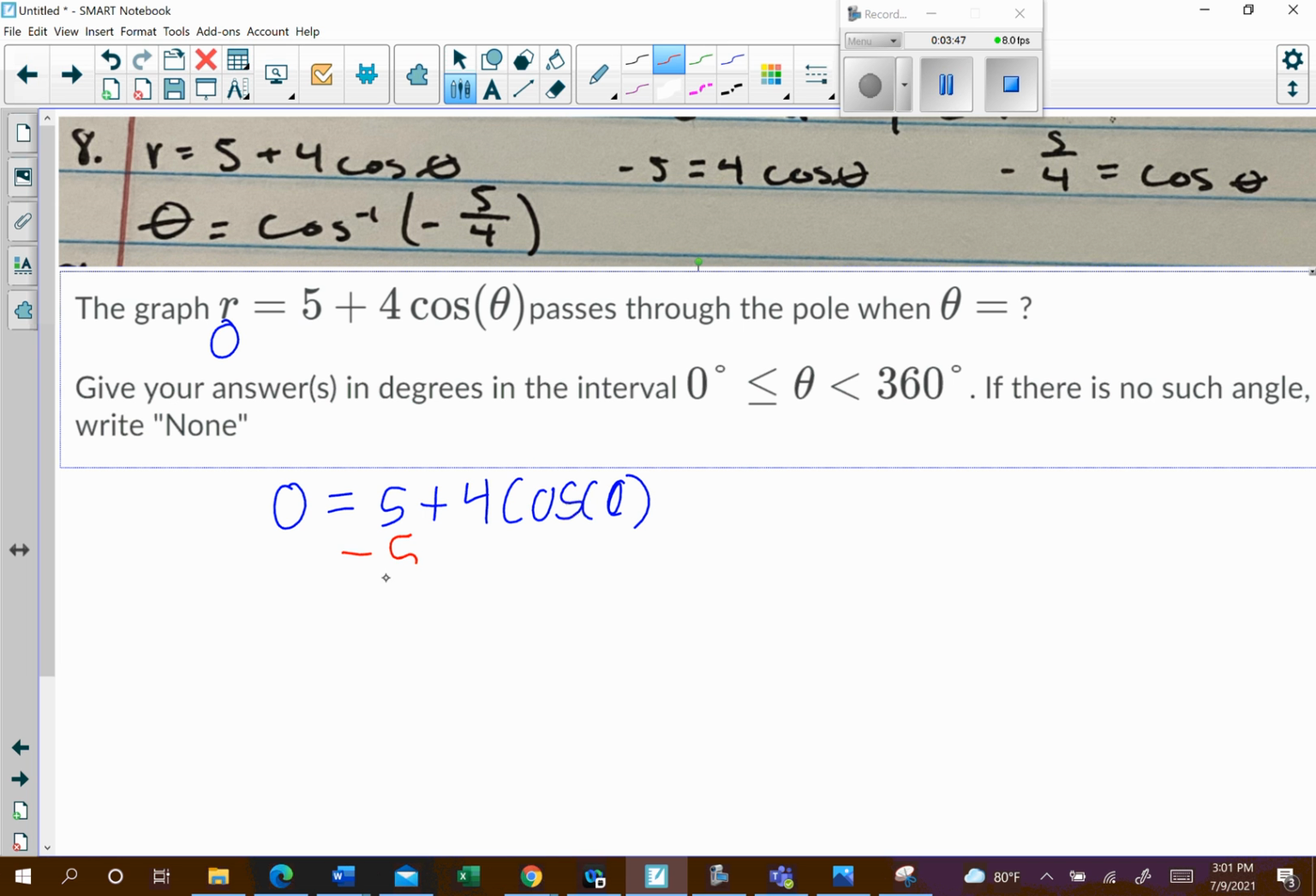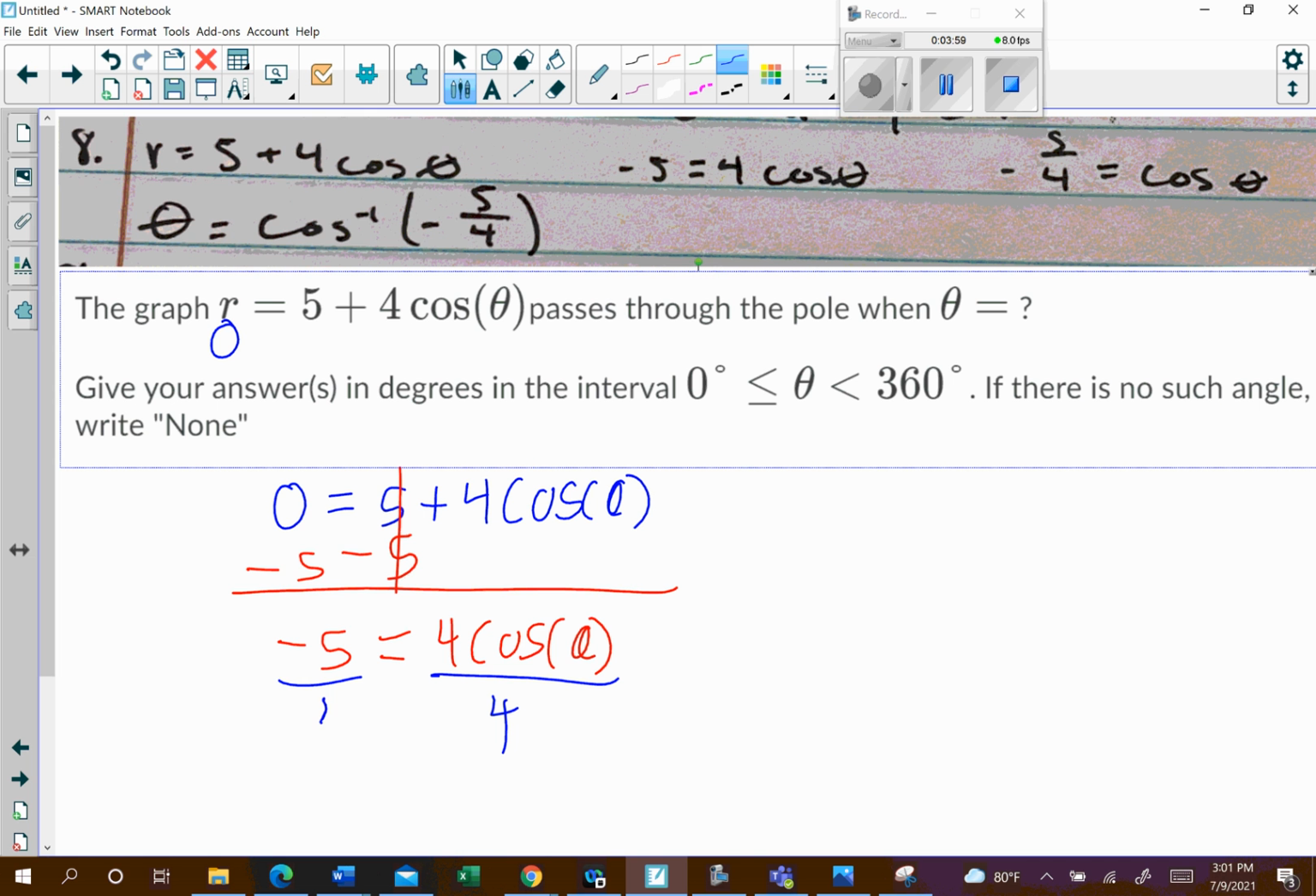So we'll go ahead and subtract 5 from both sides. So we'll have negative 5 equals 4 cosine of theta. And then we'll divide by 4, divide by 4. And so we end up with cosine of theta equals negative 5 over 4. Okay, so where is that going to happen?